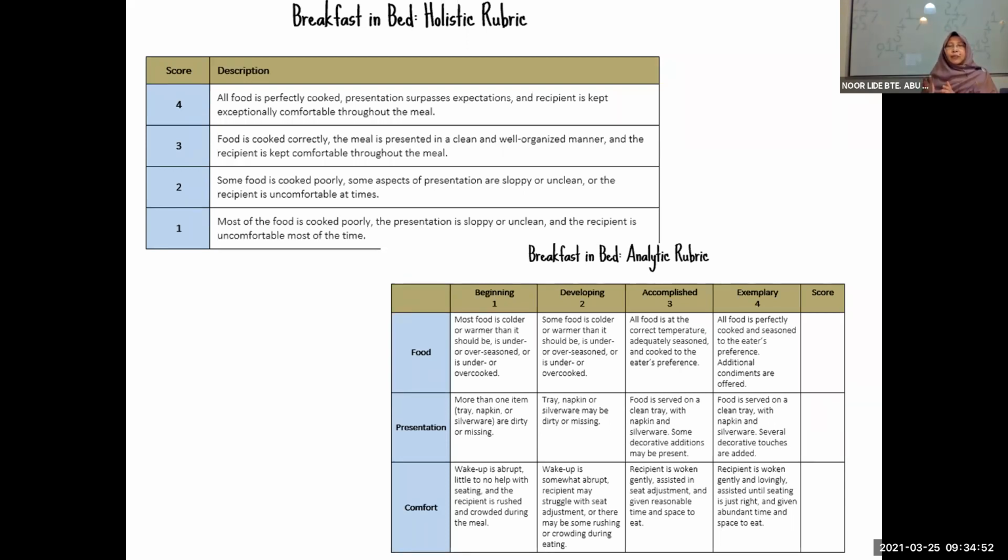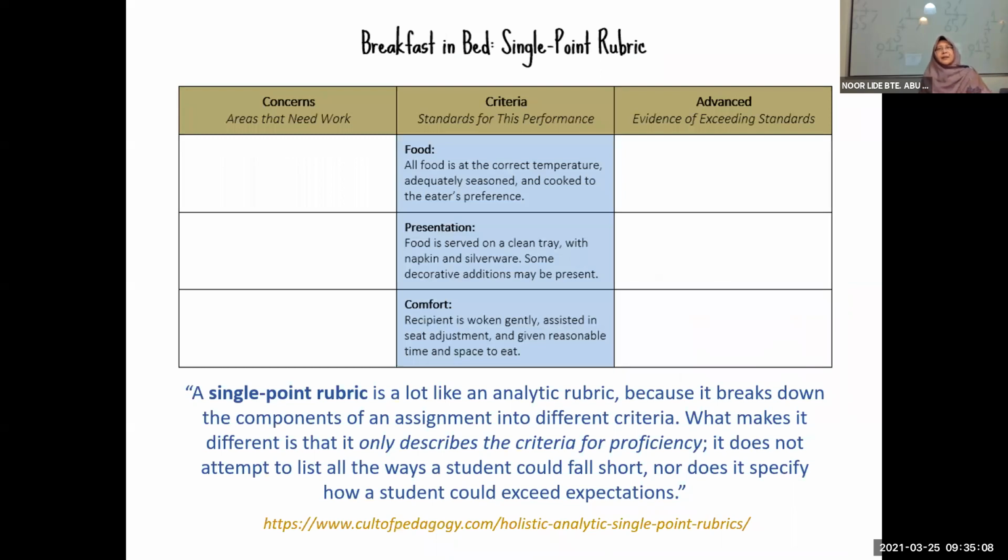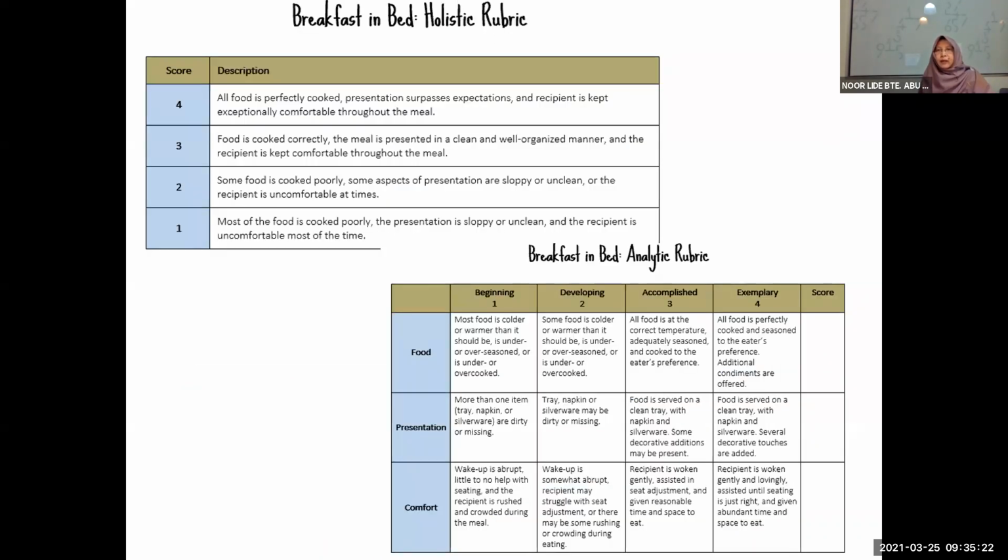At the end of the semester, we do not want developing. What we want is accomplished. They can exceed the standard, which is exemplary. So these are your A's. This is an analytic rubric. But if you look at the next one, this is a single point rubric, where the focus is on the standards that you want to achieve. If you look at this and the one before, under accomplished, all food is at the correct temperature, adequately seasoned and cooked to the eater's preference.